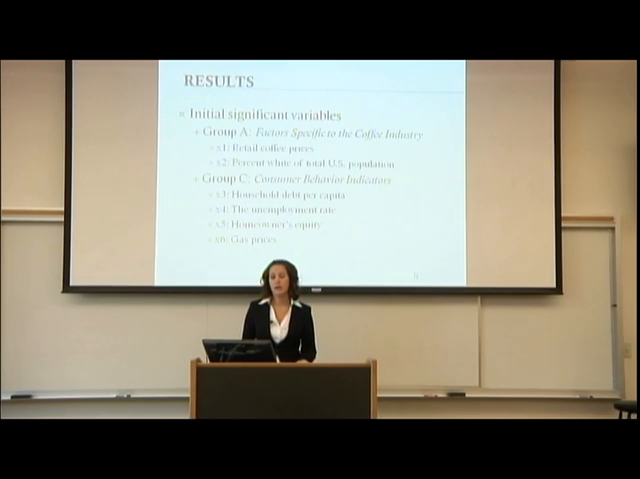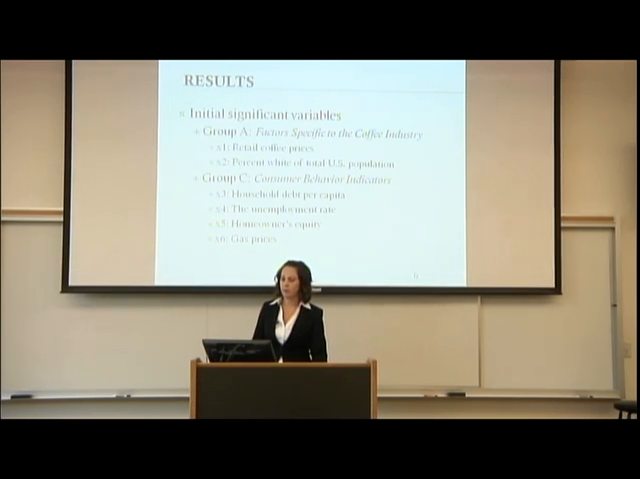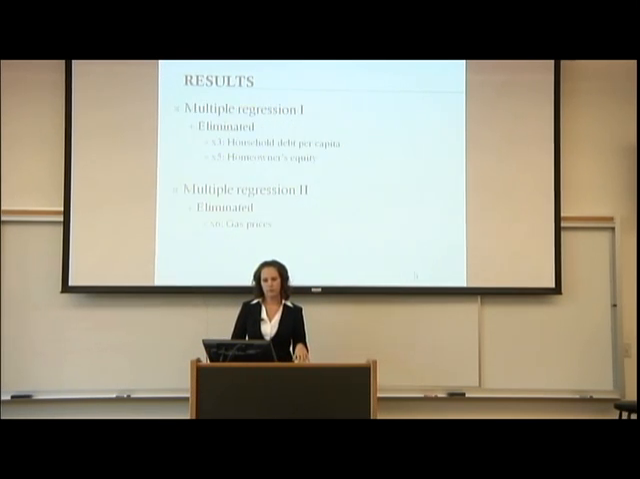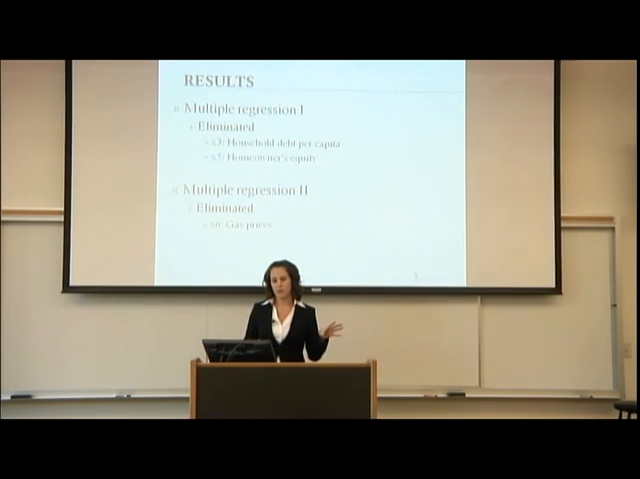So my results, the initial significant variables were in Group A, factors specific to the coffee industry, retail coffee prices, and the percent white of total US population. In Group C, there were consumer behavior indicators: the household debt per capita, the unemployment rate, homeowners' equity, and gas prices. These were my initial significant variables. So I put all of those into a multiple regression analysis, all next to coffee consumption.